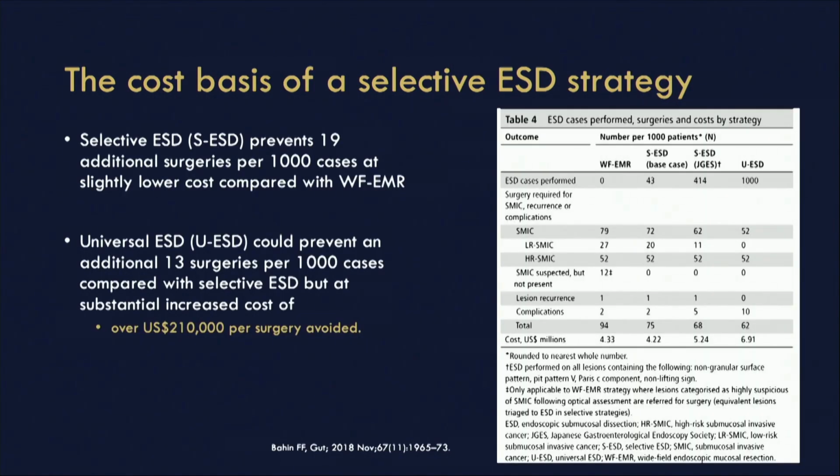We could get into the cost of that, and a decision tree analysis by Bahin and Heitman, published in Gut 2018, shows exactly that if you adopt a strategy where you do ESD for every single lesion that you find, you could prevent 13 surgeries per 1,000 patients, but you would spend $210,000 per surgery avoided. So a universal ESD strategy doesn't make sense financially. A selective ESD strategy may do, and that is where you select the high-risk lesions to perform en-bloc resection, and for the rest you perform piecemeal EMR. More on that in a minute.